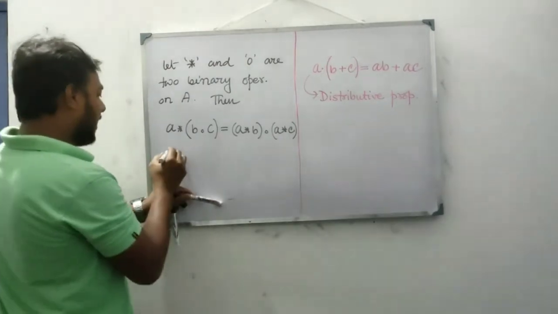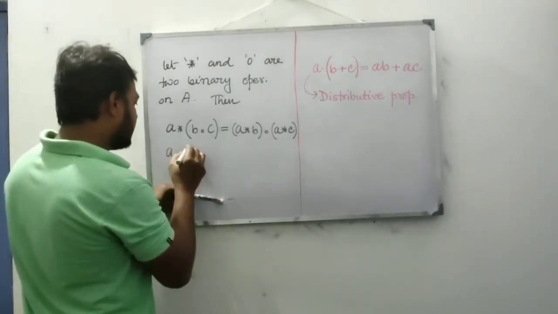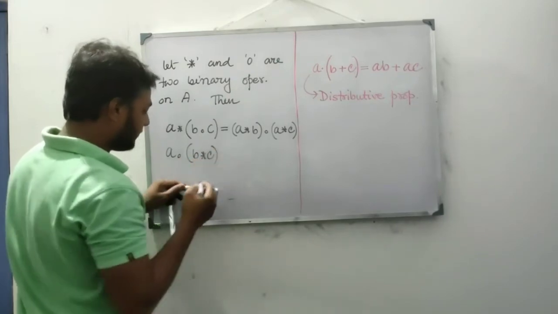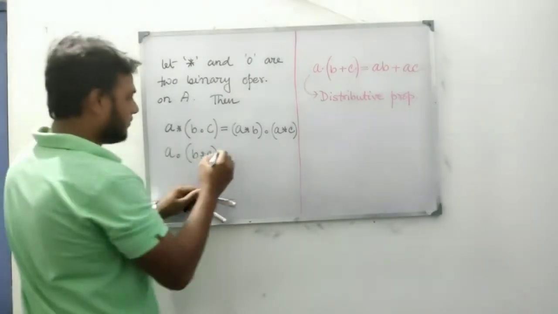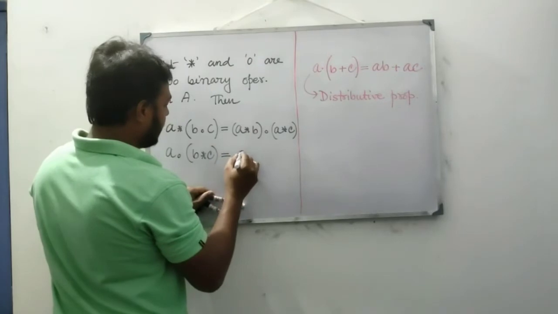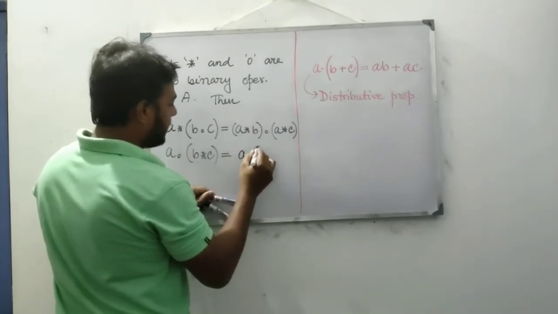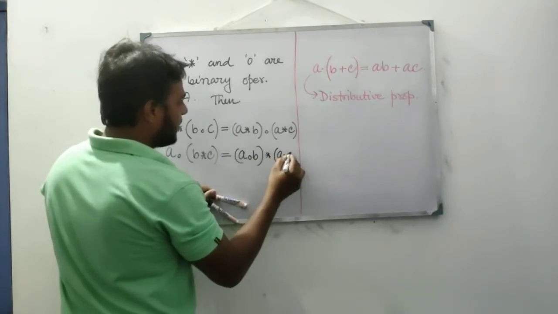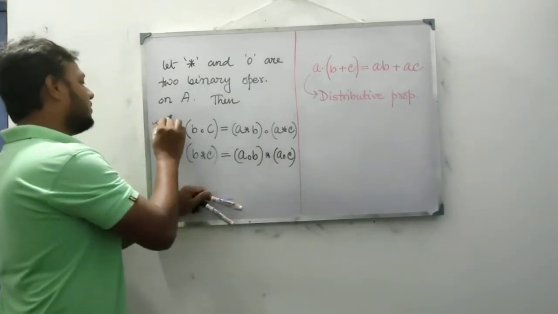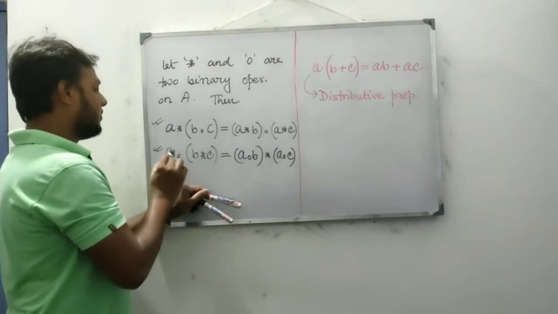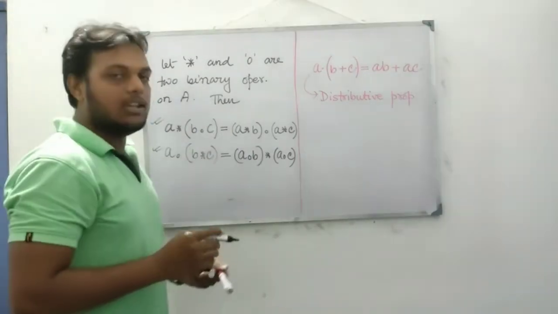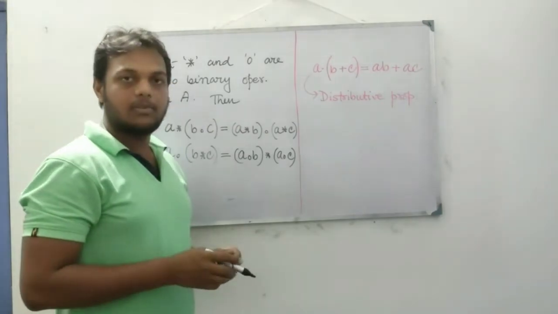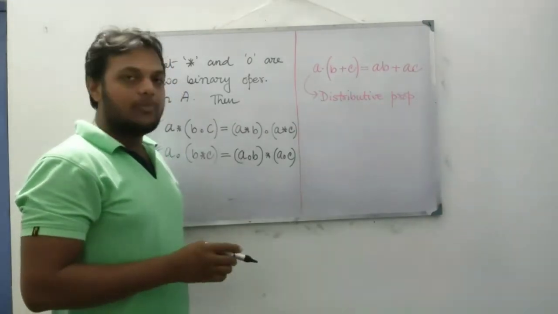This is one, and another one will be A compose B star C equals A compose B star A compose C. So this is the first distributive property and this is the second distributive property, and these two together are called the distributive property in binary operation. Okay, hope you get the idea.